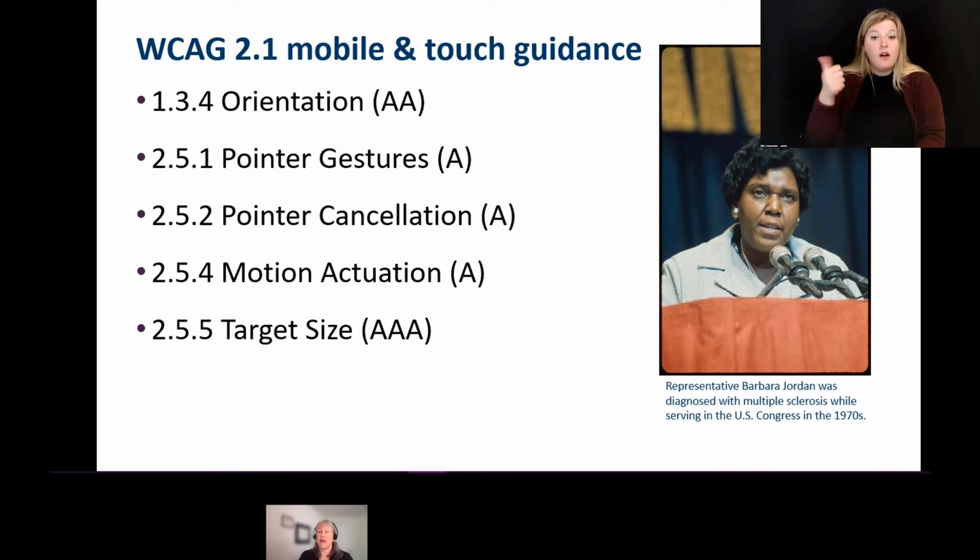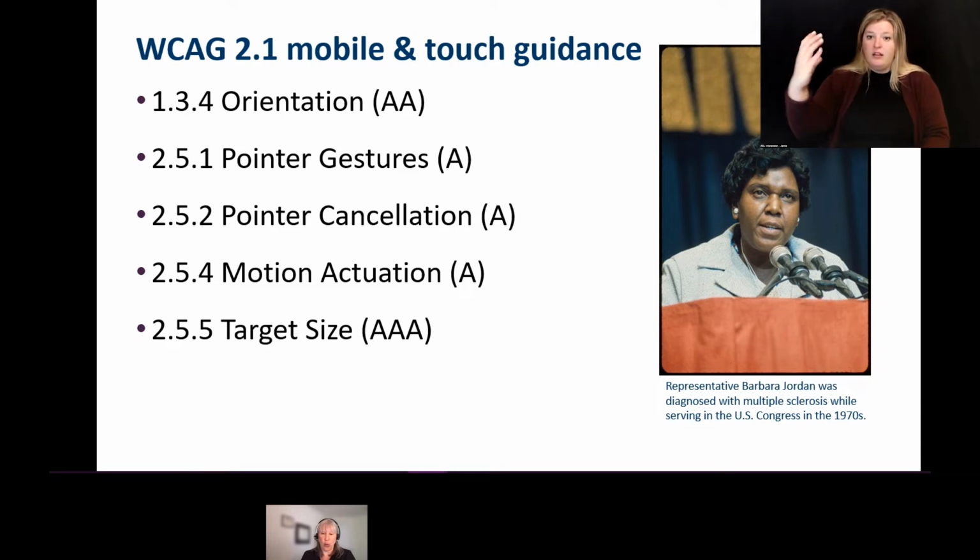The other area that it supports is mobile and touch guidance. One of the big considerations in mobile is what do you do when a device is fixed? Individuals with some mobility impairments may have their mobile device attached to a wheelchair or another object. In those cases, you don't move the device and you don't change its orientation. That's what motion actuation and orientation are about: making sure there's another way to do functionality if you aren't physically moving a mobile device.